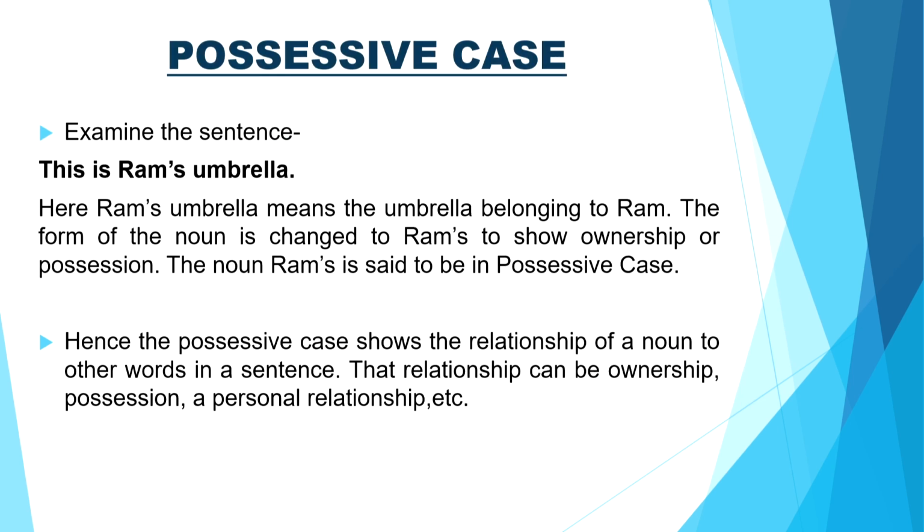Now, let us move on to possessive case. Examine the sentence below. This is Ram's umbrella. Here Ram's umbrella means the umbrella belonging to Ram. The form of the noun is changed to Ram's to show ownership or possession. The noun Ram's is said to be in the possessive case. To show possession, we have added an apostrophe along with an S to the noun. Hence the possessive case shows the relationship of a noun to the other words in a sentence. That relationship can be ownership, possession, a personal relationship, etc.